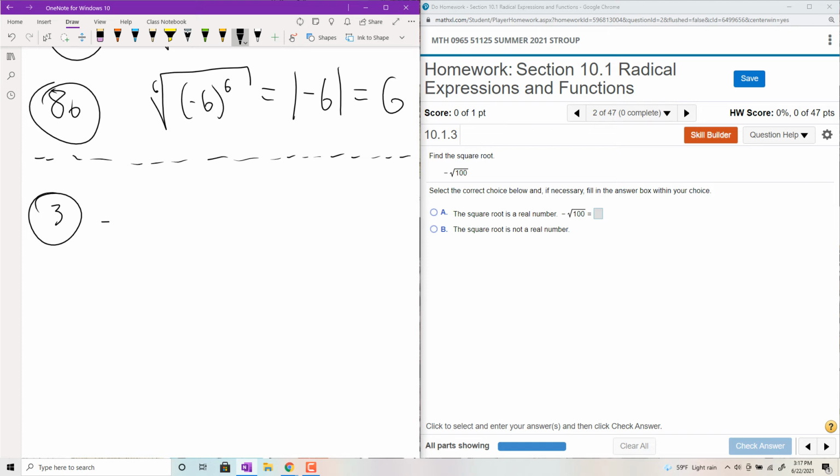Let's find the negative square root of 100. So they want the negative root, not the principal root. So you're going to end up getting negative, and then the square root of 100 is just 10.